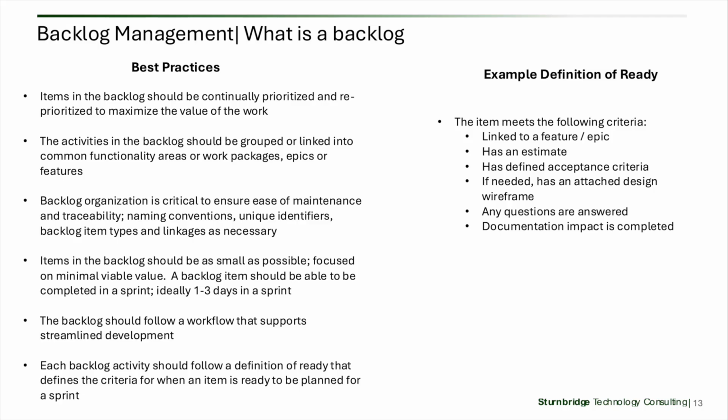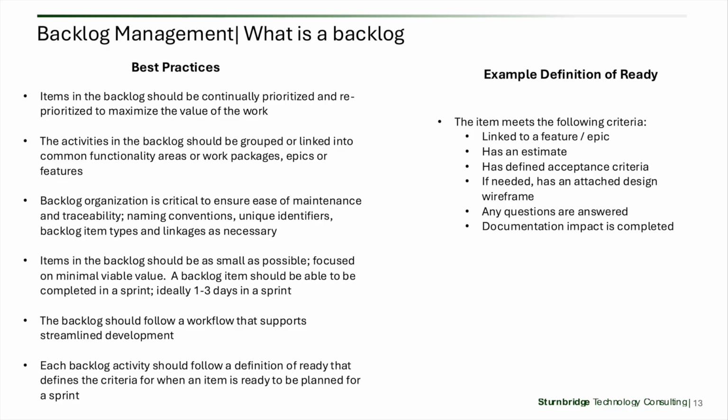It requires prioritization, organization, and disciplined refinement. Backlog items should be continually reviewed and reprioritized based on current value. Priority is not static. Teams learn, business needs change, and new information emerges. A backlog must remain dynamic. Items should also be organized into larger structures, such as epics, features, or work packages. This provides context and helps the team trace how individual items connect to broader outcomes. Good organization also supports reporting, roadmap alignment, and maintenance over time.